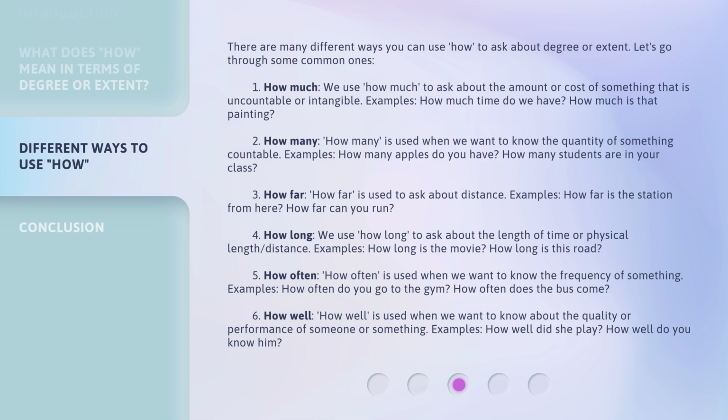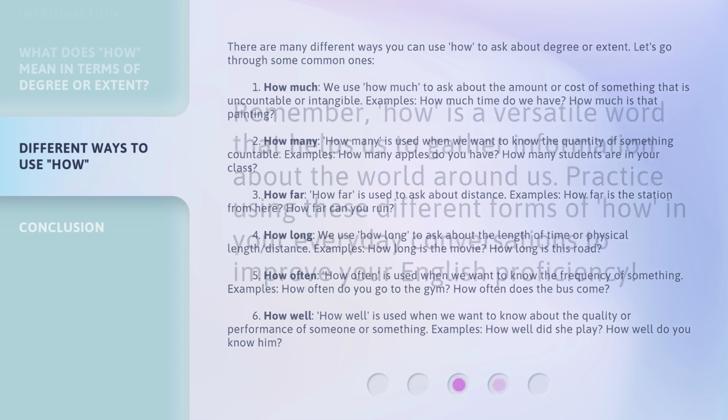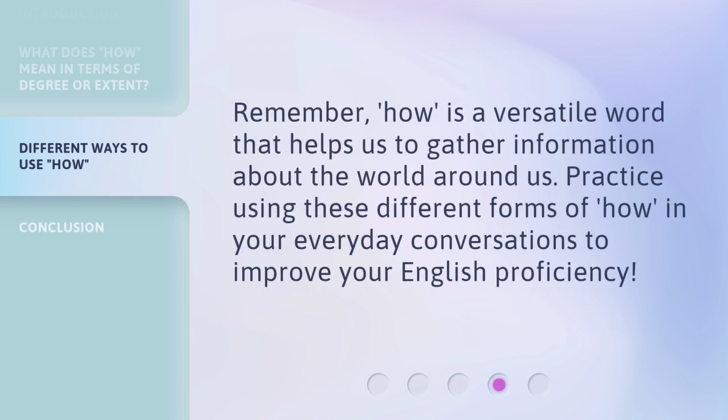6. How well? How well is used when we want to know about the quality or performance of someone or something. Examples: How well did she play? How well do you know him? Remember, how is a versatile word that helps us to gather information about the world around us. Practice using these different forms of how in your everyday conversations to improve your English proficiency.